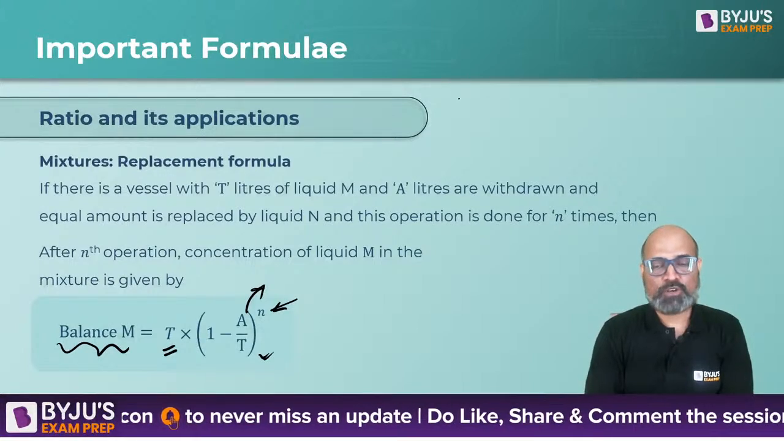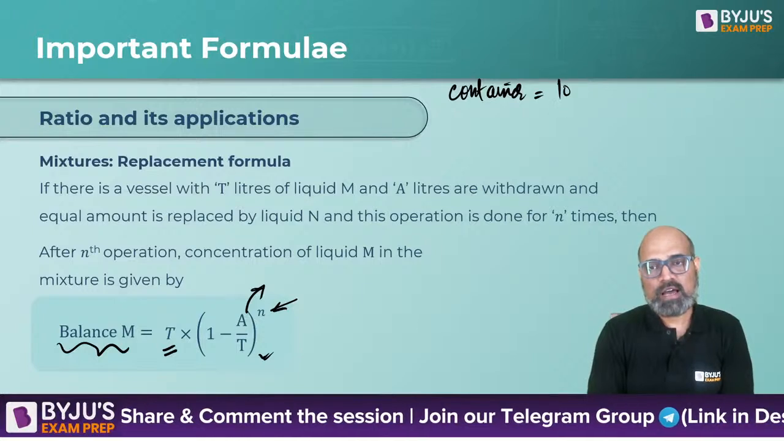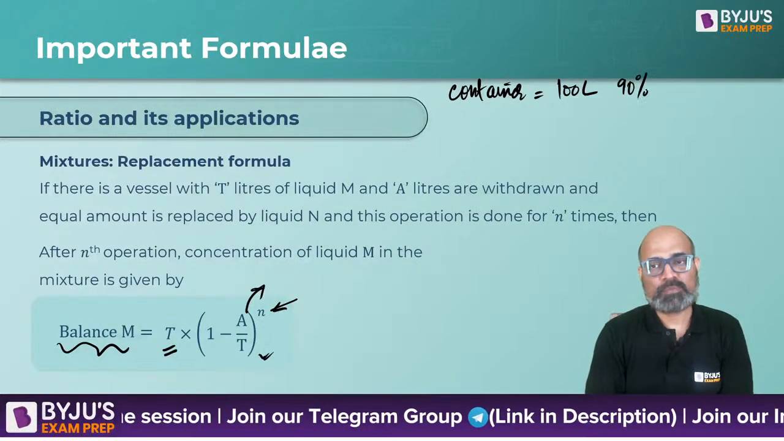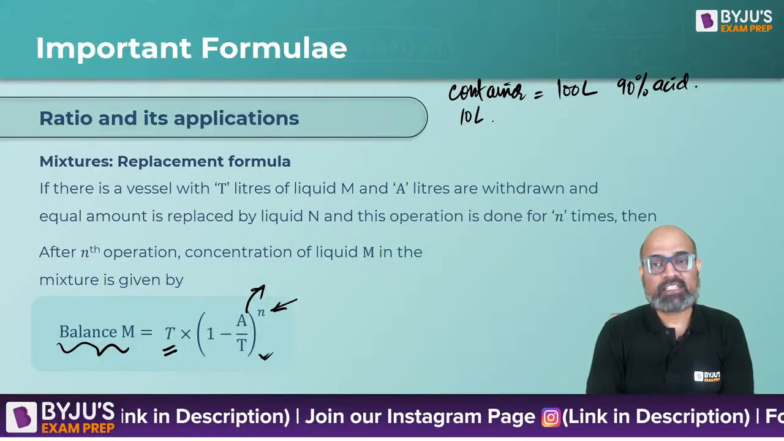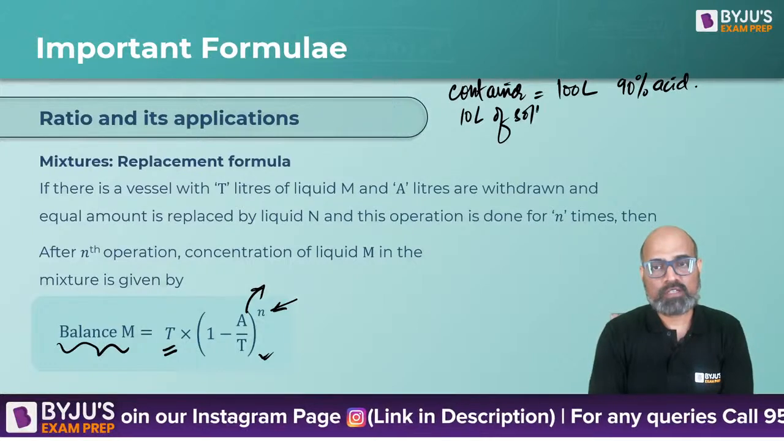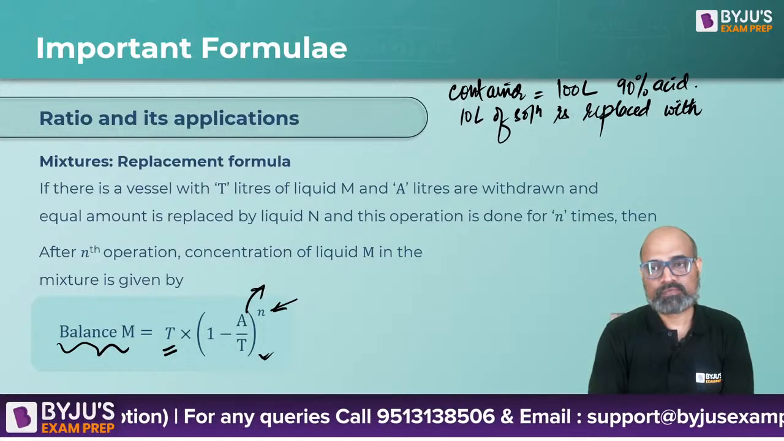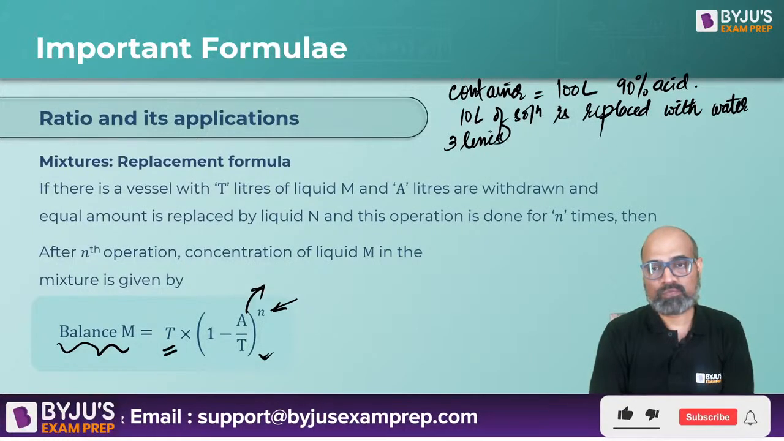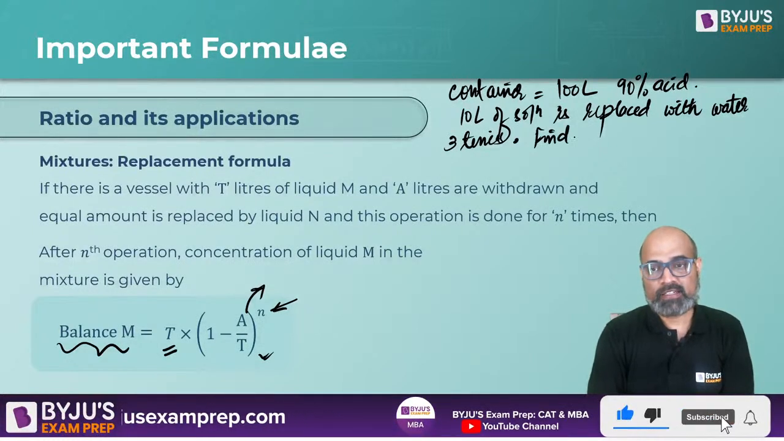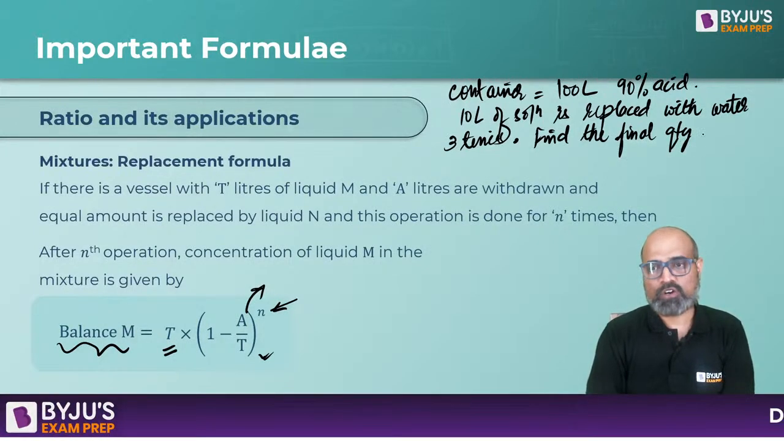Okay. Suppose in a question it is given that there is a container of 100 liters that has got 90% acid in it. Okay. Now 10 liters of solution is replaced with water, let's say 3 times. Find the final quantity or volume of acid in the container.